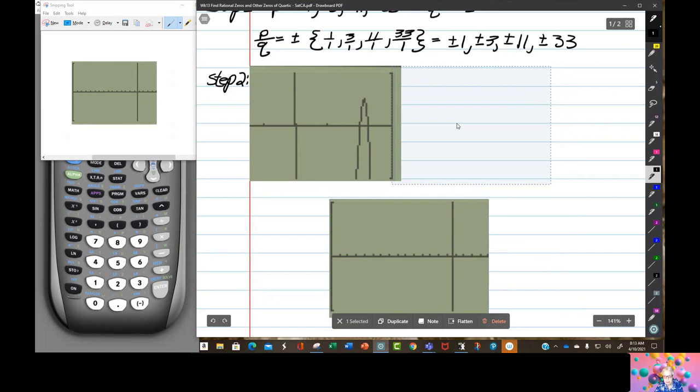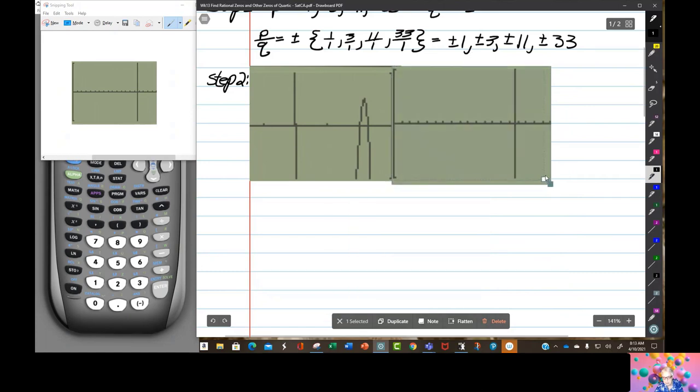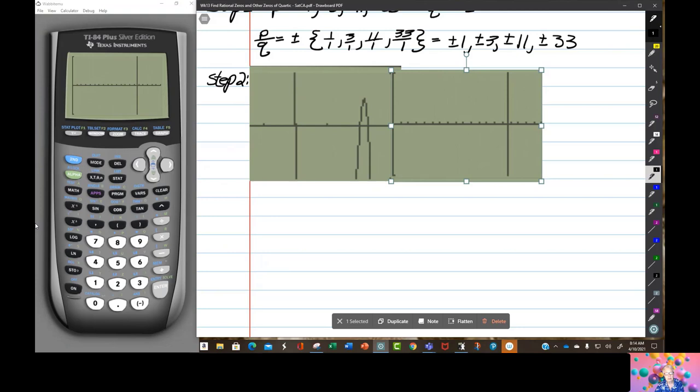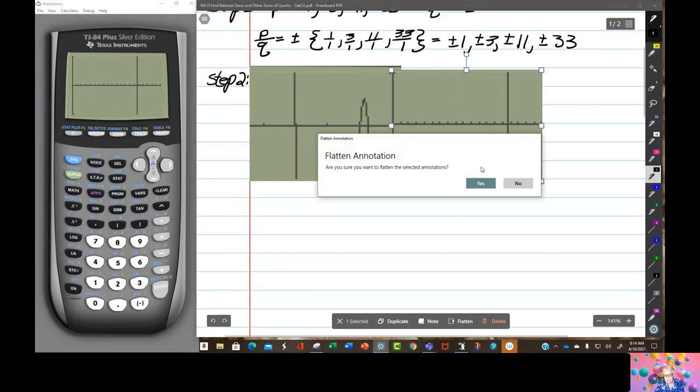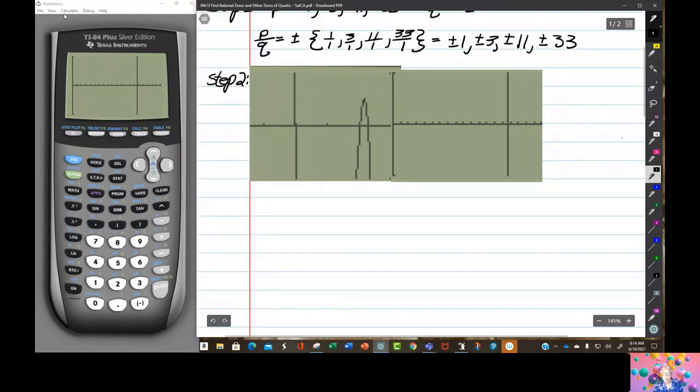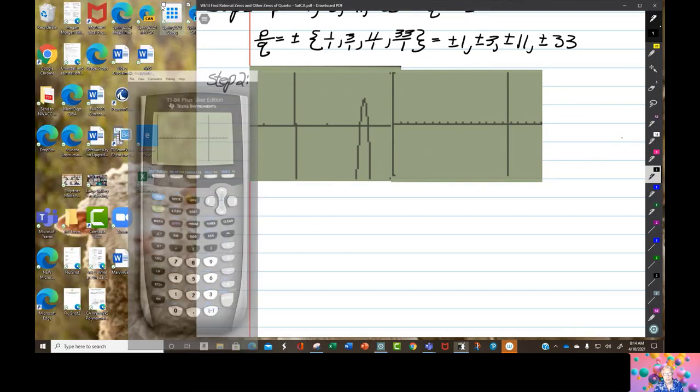Here, kind of put these on top of each other, see if that works. Doesn't have to be exact, but I just want a fairly good picture of what we're dealing with. Why do I care? Because I need to find numbers on the x-axis where the graph crosses that match up with, hopefully, some of these numbers. That's the whole reason for doing this. Okay, I'm going to flatten, and I'm going to save. Yes. All right, now we're ready to work. Okay, now that we've got a picture we can deal with.